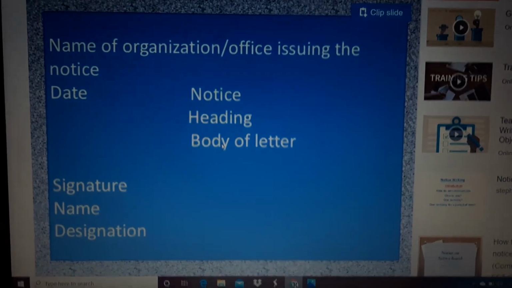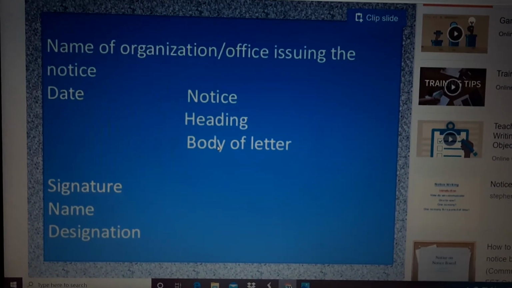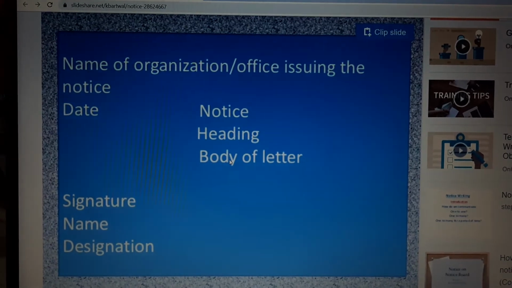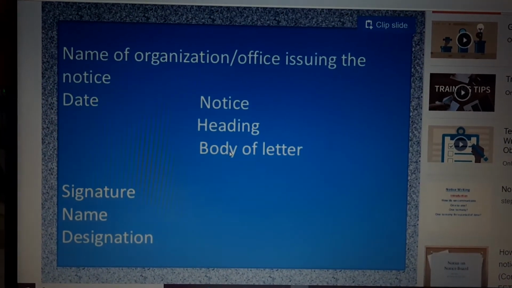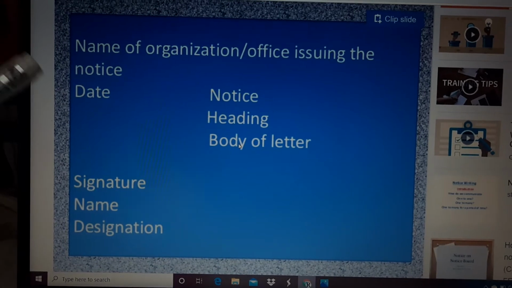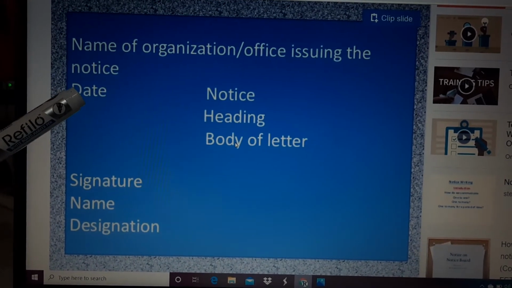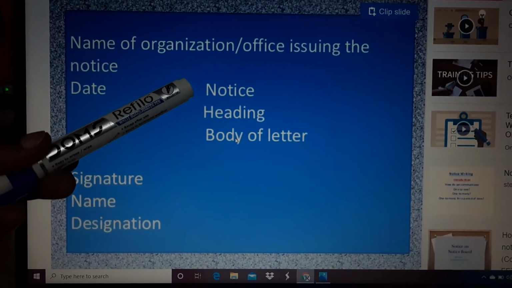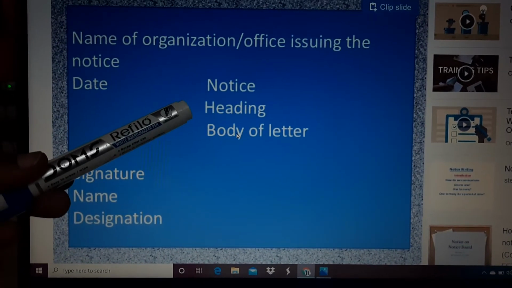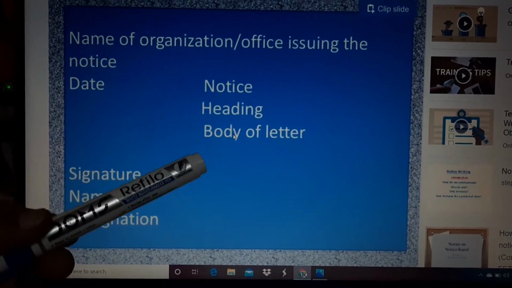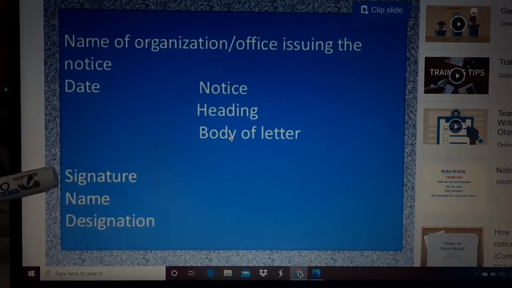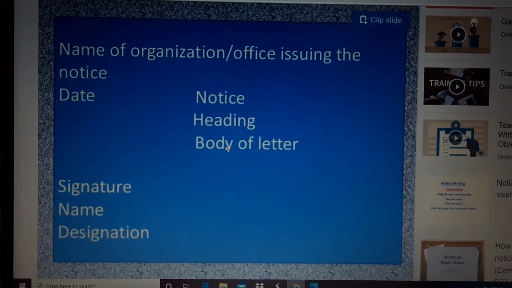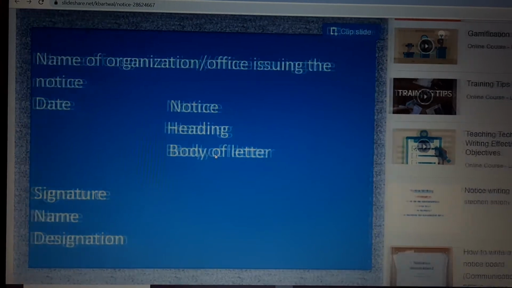Okay, now this is the next slide where you actually see the format of the notice. In the beginning, you can find the name of the organization or the office or the issuing authority. Then you see the word notice in the top left hand corner. This should be followed by the heading or the subject, and then you have the body or the contents. This will be followed by the signature and the name and the designation of the issuing authority. This is how you need to write the notice.